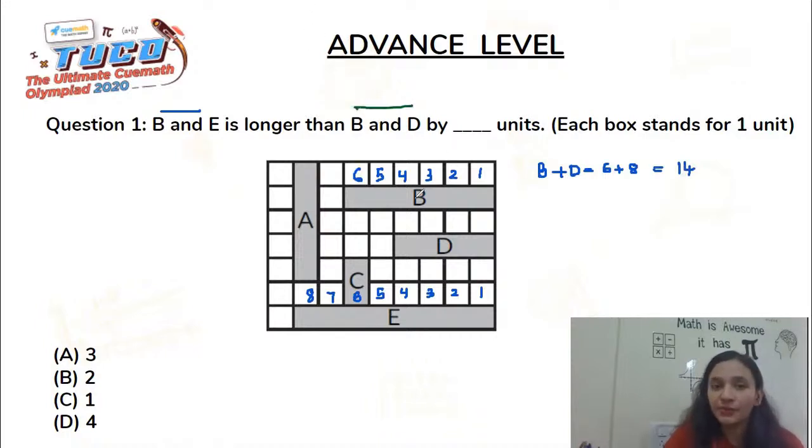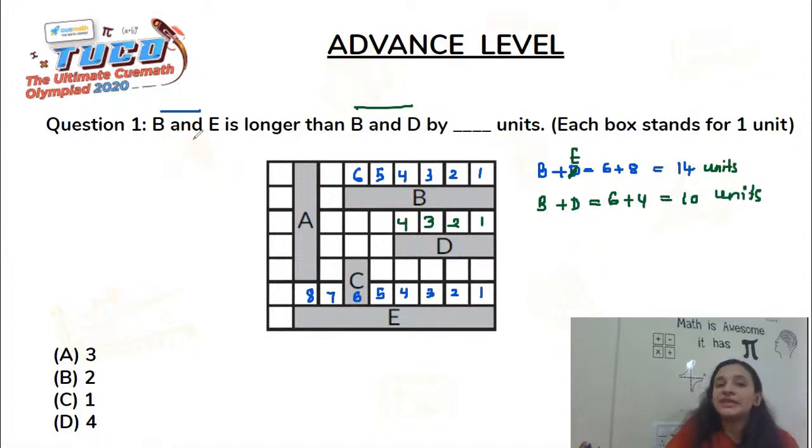We had already counted B, which is 6 units. We'll write just here, units. Yeah, so B was already 6 units. Now we need to count how many units in D. So it's 1, 2, 3, 4. So we write B and D here, equals 6 plus 4, which is 10 units.